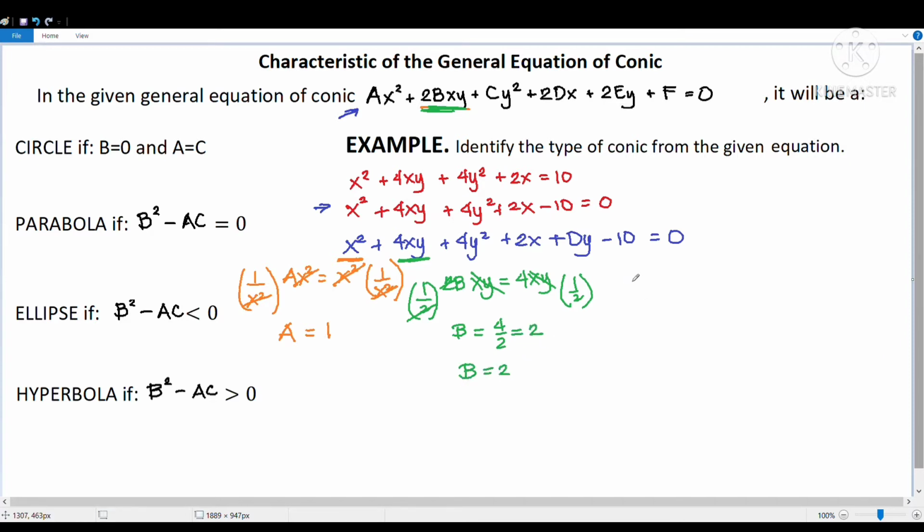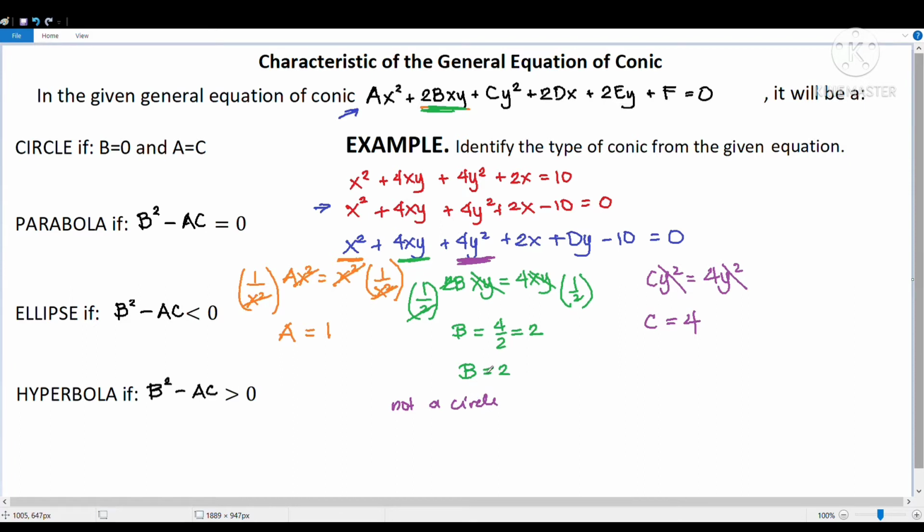Now for the value of c, we have to use cy squared. So our cy squared here is equal to our y squared term here, which is 4y squared. So we have to eliminate y squared. So the value of c is equal to 4. Since we already have the value of a, b, and c, we can now determine what type of conic section is the given equation. So let's check if it is a circle. Is b equal to 0? No. b is equal to 2. Therefore, this is not a circle.